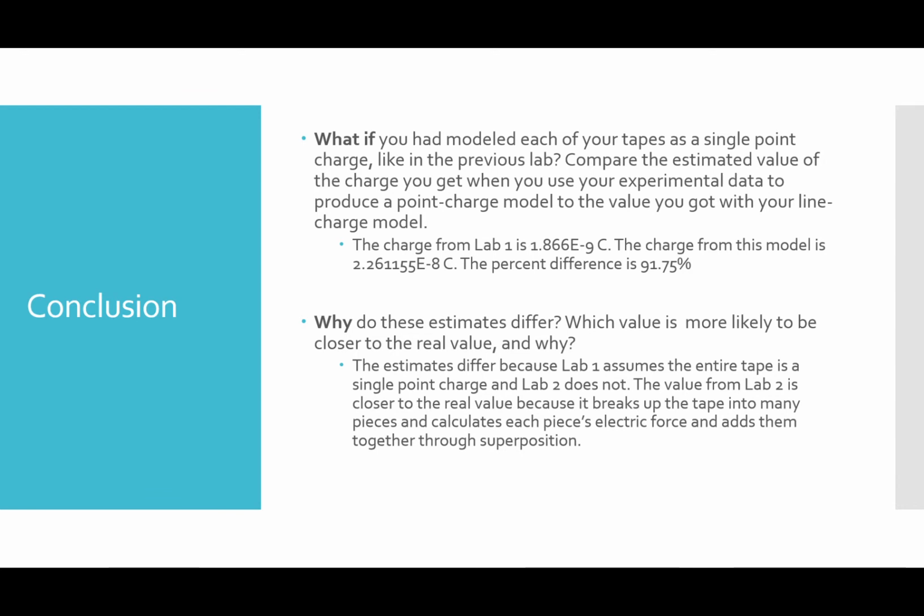So my charge from lab 1 was 1.866 times 10 to the negative 9 coulombs, and the charge for this model, lab 2, was 2.261155 times 10 to the negative 8 coulombs. The percent difference was 91.75%. These two estimates differ because lab 1 assumed that the entire tape was a single point charge and lab 2 does not. The value from lab 2 is probably closer to the real value because it breaks up the tapes into many pieces and calculates each piece's electric force and adds them together through superposition.